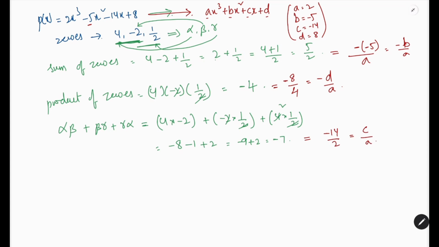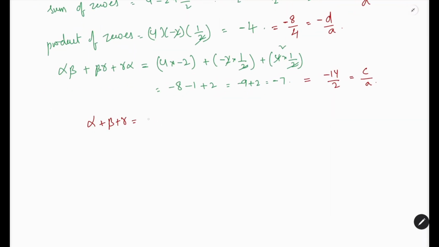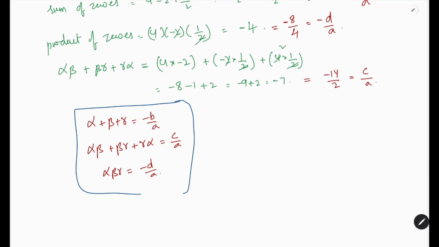Here there are three formulas. Sum of the zeros, alpha plus beta plus gamma, equal to minus b by a. And alpha beta plus beta gamma plus gamma alpha equal to c by a, and alpha beta gamma equal to minus d by a. You should remember these formulas.